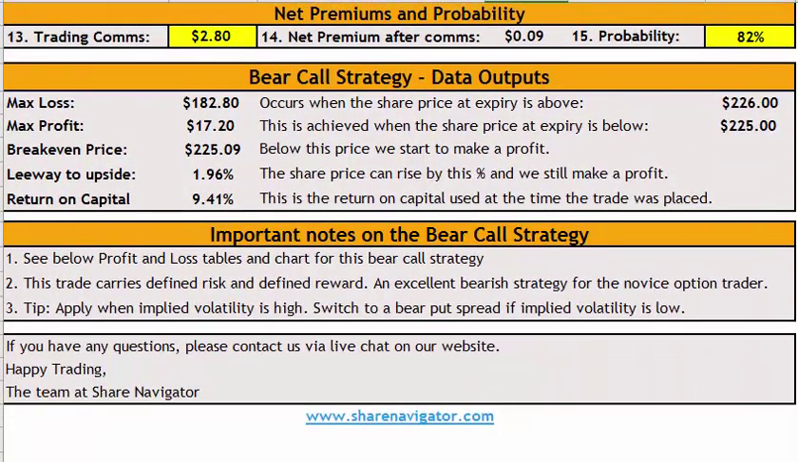So important notes on the bear call spread. We've created profit and loss tables. We're going to go through them with you in a moment. But this trade carries defined risk and defined reward. And this is the great news for novice or total beginner option traders, because it means that you'll know exactly what you're going to make and what you're going to lose in the trade before you've even placed it. So it's a much better alternative to just doing a short call. And you should really apply this strategy when implied volatility is high. If implied volatility is low, you could switch to the bear put spread.